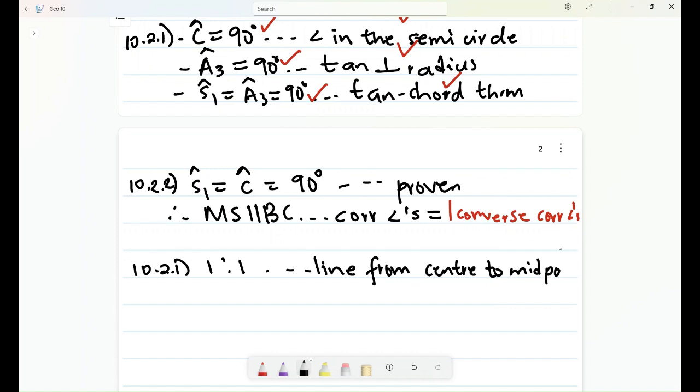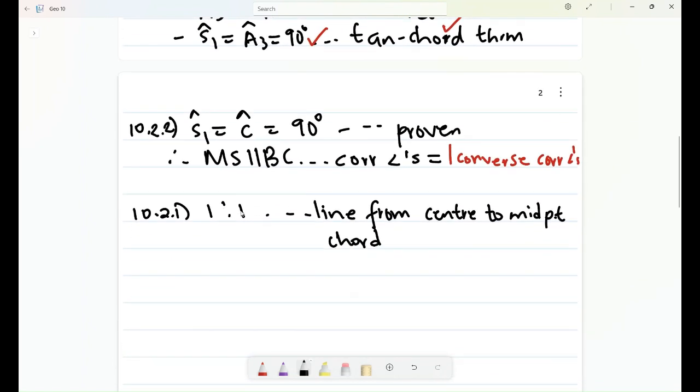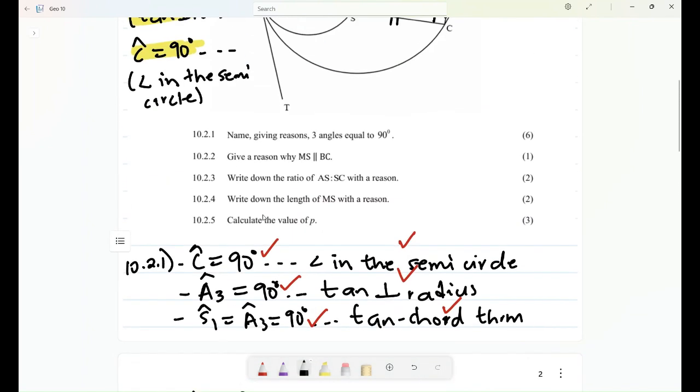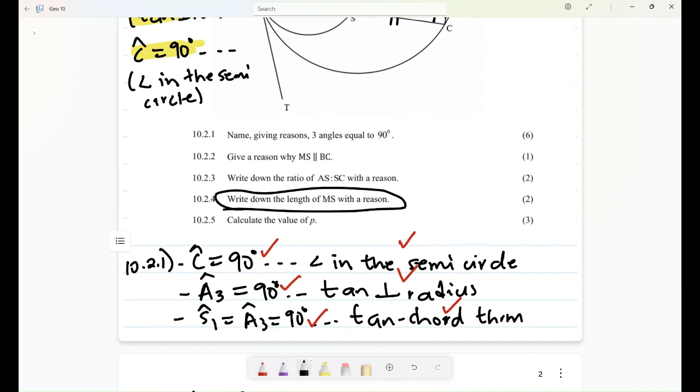Midpoint chord. Line from the center to the midpoint of the chord. 10.2.4 says to us, write down the length of MS, giving reasons.